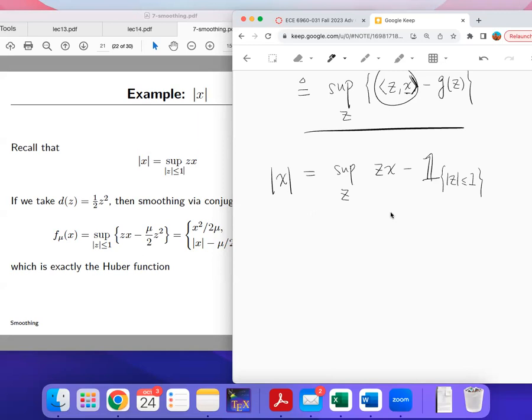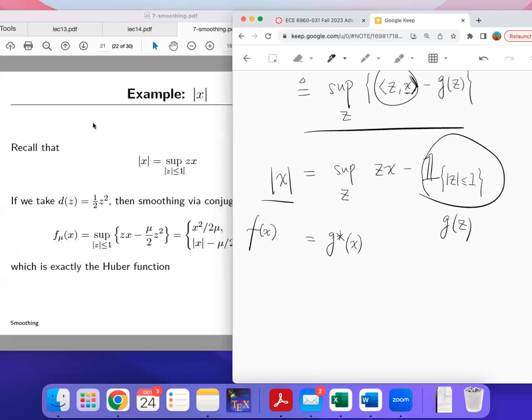Therefore, the absolute value of x can be viewed as the conjugate function of an indicator function. The conjugate of this indicator function. So this is our g of z. There's a very close connection among all these functions. The indicator function is connected to the absolute value function through this conjugation. So this is our f, right? And this right-hand side is the conjugate of g. The entire thing is the conjugate function of g evaluated at x.